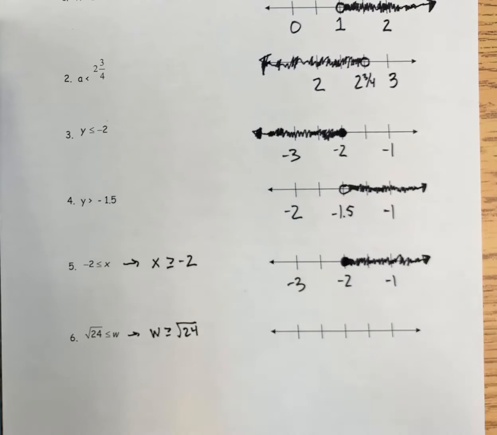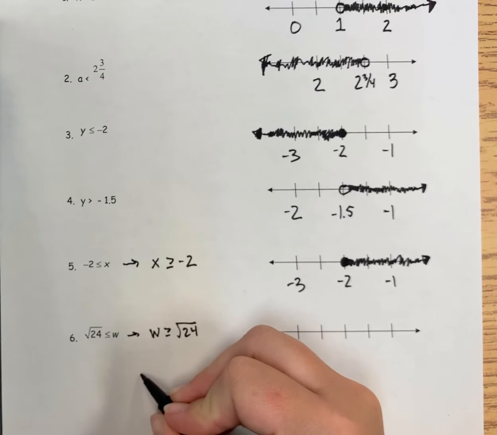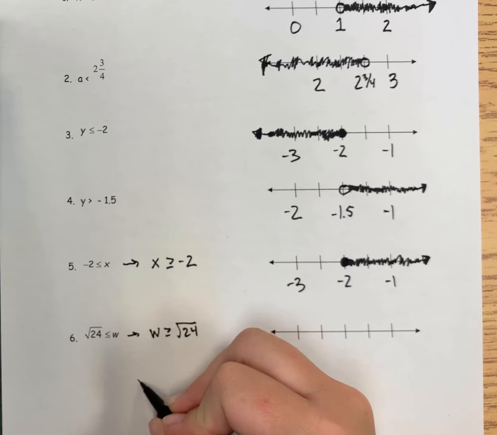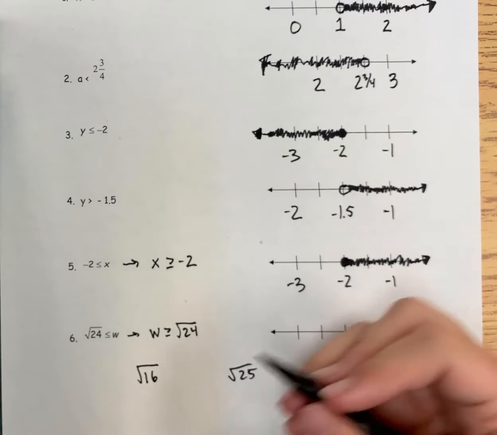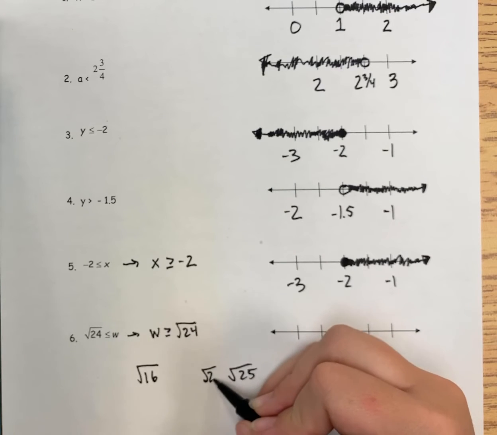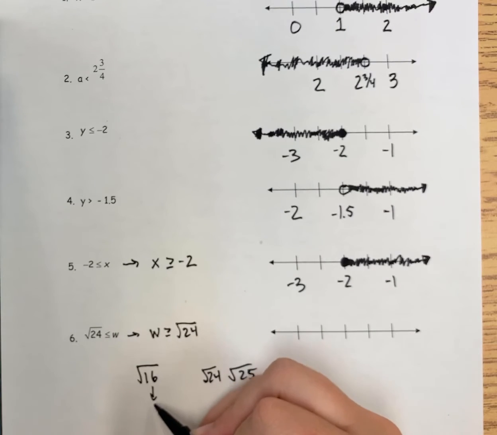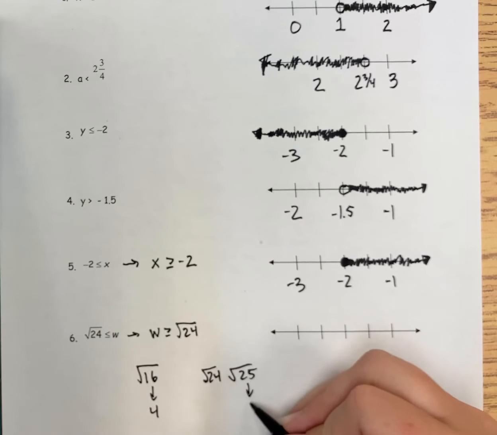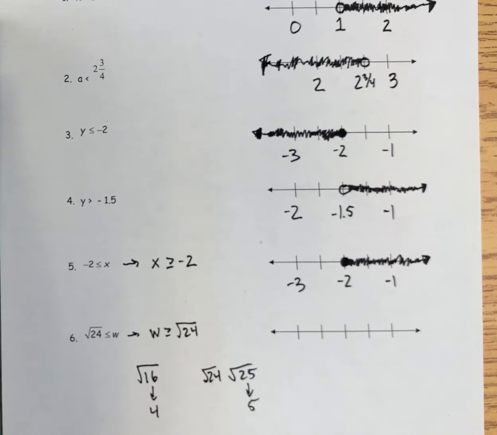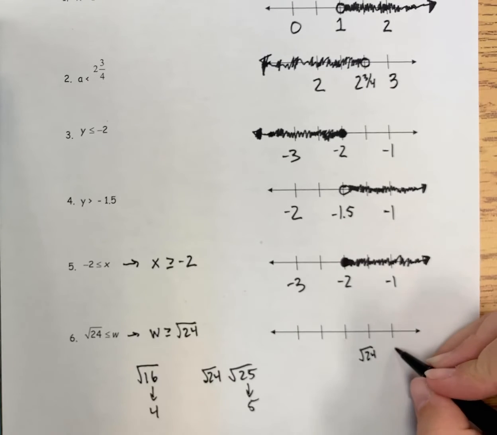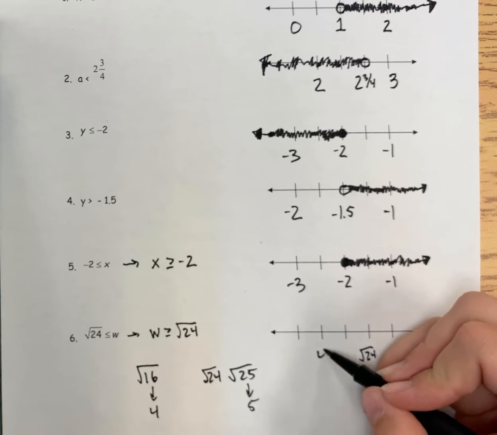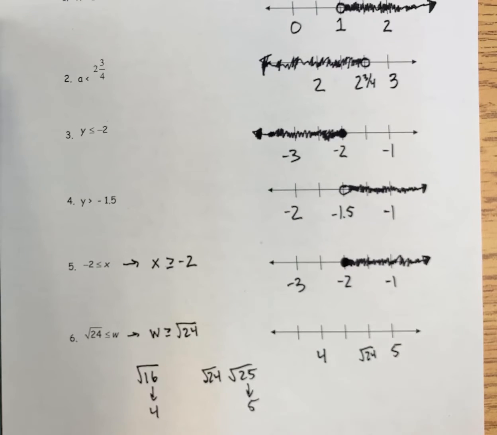You want to find the two perfect squares that 24 is between. Well, in this situation, 24 is between 16 and 25. It's going to be a little closer to the 25 side. Square root of 16 is 4. Square root of 25 is 5. So when you write your square root of 24, just know that it's between 4 and 5, but it's going to be a little closer to 5 because 24 is closer to 25.